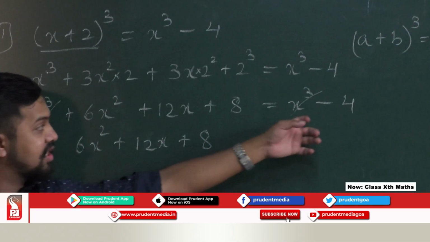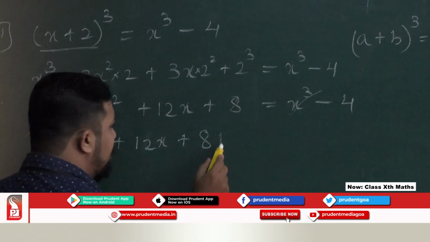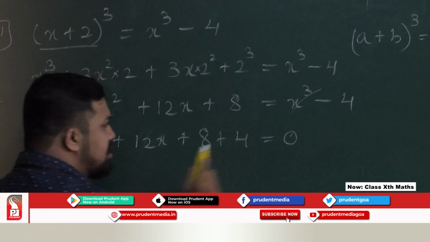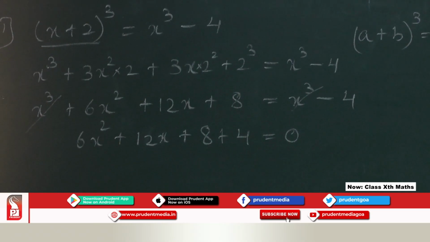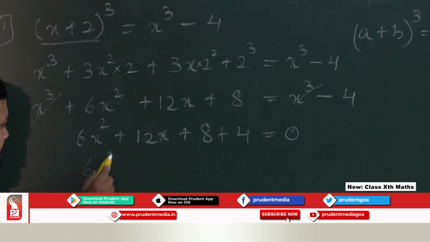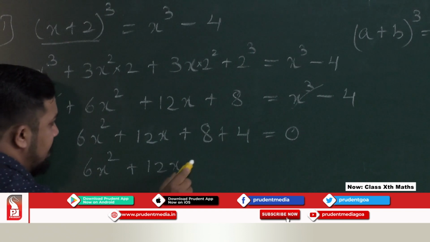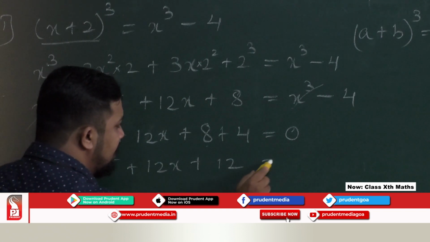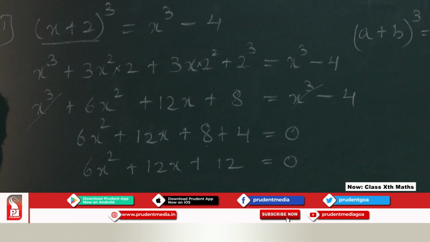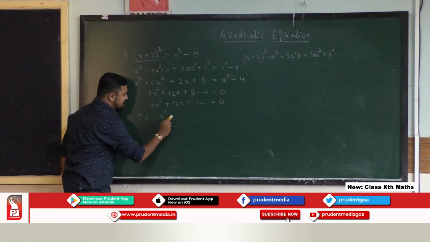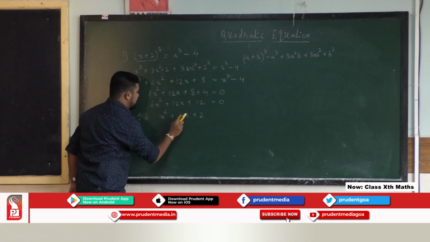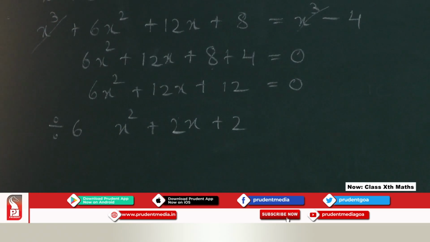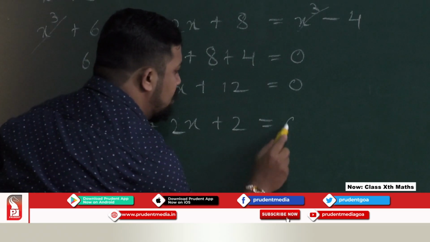I will transpose this 4 to this side, that is plus 4. When a negative number comes to the other side it becomes positive. Similarly, if a positive number comes, it becomes negative. So 6x square plus 12x plus 8 plus 4, 12. I can make this equation very simple by just dividing by 6. So x square plus 2x plus 2 equal to 0.